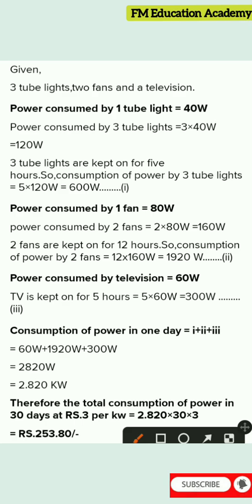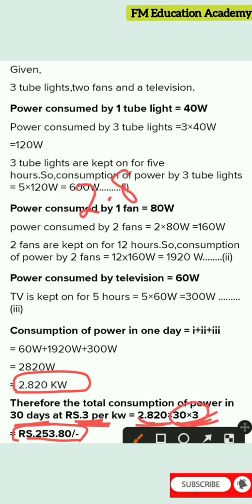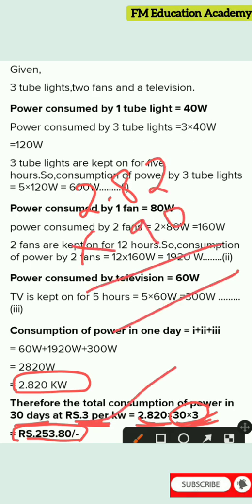So therefore, the total power consumption in 30 days, it told us to find out for 30 days. What we have found out is not for days, we just found out for time, that is how many hours they were on. So for 30 days, multiply this value of power 2.820 kilowatts with 30, and also we have to multiply with, for 1 kilowatt it is rupees 3. So 2.820 into 30 days into 3 rupees. First multiply 3 3s are 9, you will get 90. Multiply 2.82 into 90. You will get the answer as 253.8. So this is how you have to solve this question.